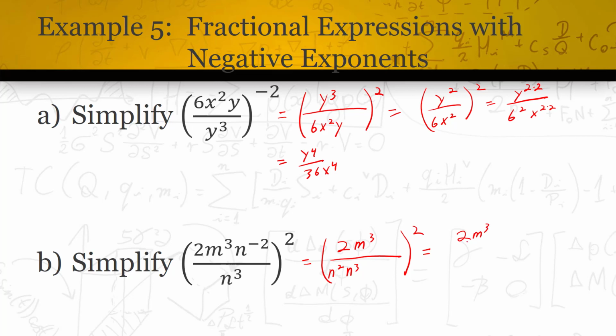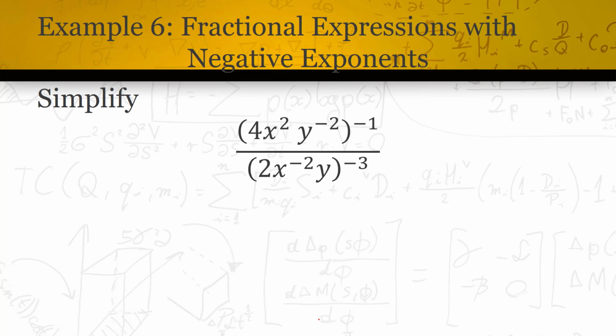2m cubed divided by n to the 5th, the entire thing squared. And now I can apply the power rule. That will give me 2 squared, m to the 3 times 2 power, divided by n to the 5 times 2 power. And then that will be equal to 4m to the 6 divided by n to the 10th. And there you go. And then for my last example, this is actually one of your homework problems.